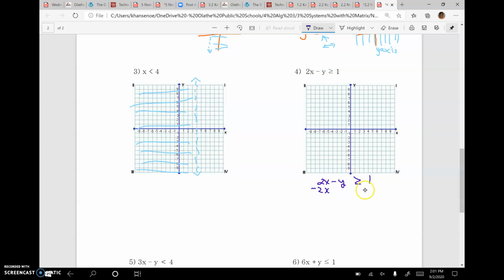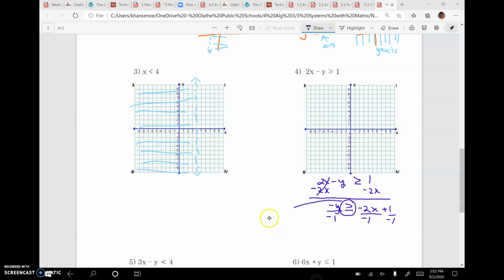So I'm getting y by itself so I can graph, so I'm subtracting 2x. That cancels. I get negative y greater than or equal to negative 2x plus 1. Now I'm going to divide by a negative. Remember, when I divide by a negative 1 or a negative period, I have to switch that sign. I always circle it. That's my little trademark. I always circle it when I need to switch.